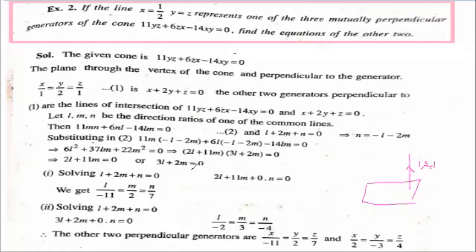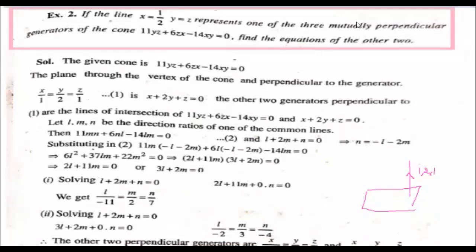Now, solving these two equations, we get this. The other two perpendicular generators are x by 11 equal to y by minus 11 equal to z by 7, and x by 2 equal to y by minus 3 equal to z by 2. So that is how we get this.